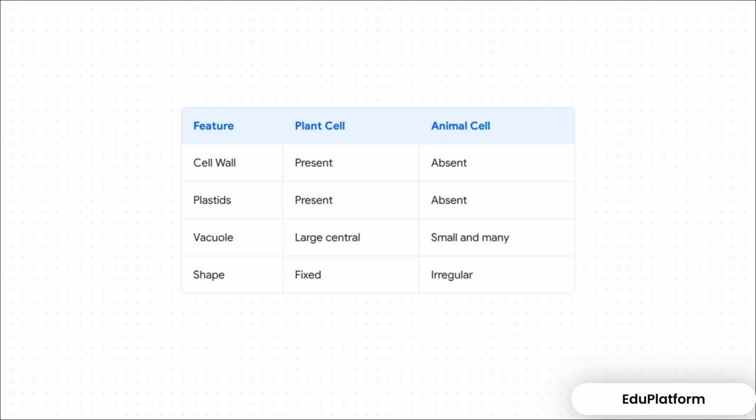You'll see that the cell wall and things called plastids, which include chloroplasts for photosynthesis, you only find those in plant cells. And look at the vacuole, which is like a water storage tank. Plants have one giant central one. Animal cells, they have a bunch of smaller ones. All of these little differences add up to that big difference in their overall shape. Plants are fixed and structured, while animals are irregular and flexible.